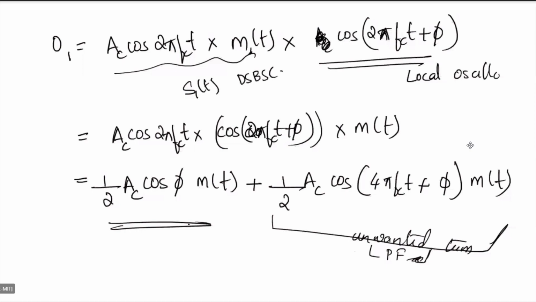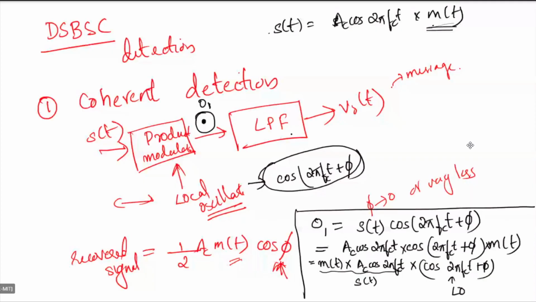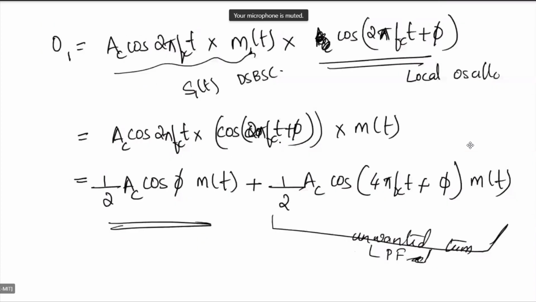Yes, ma'am. So the product modulator and this low pass filter are removing the 4πfc term, and I am getting the message signal. For the message signal to be maximum, this phi term should be minimum. Phi should be 0, or cos phi should be 1, or at least approximately equal to 1. The more phi tends to 0, the better the chance of getting a more productive output, m(t). So that is why we want coherent.